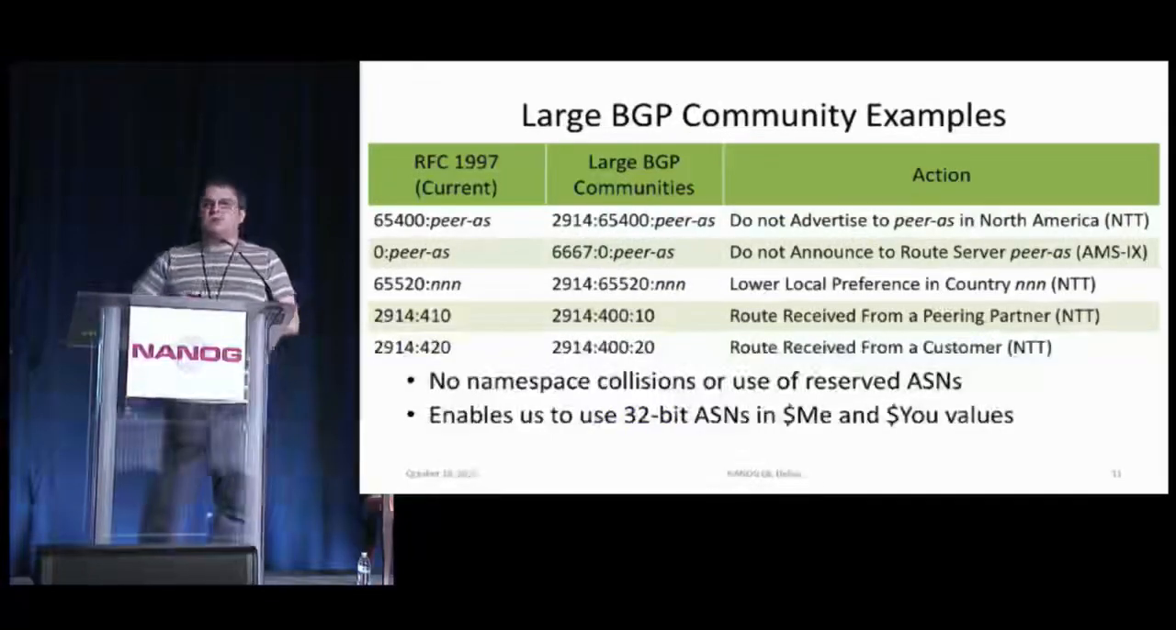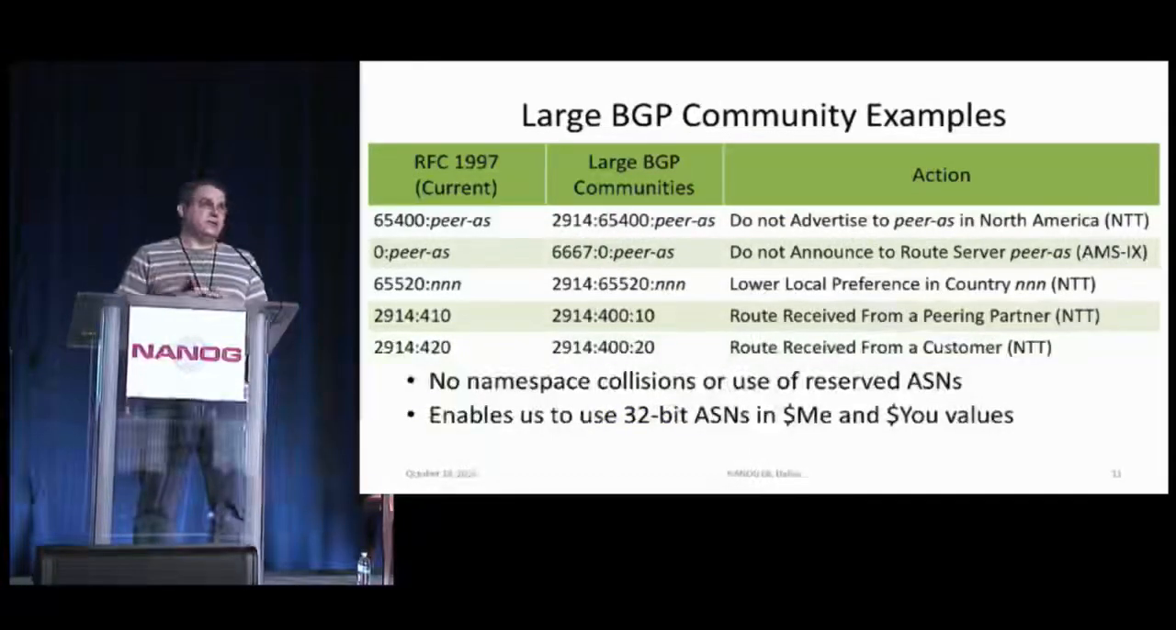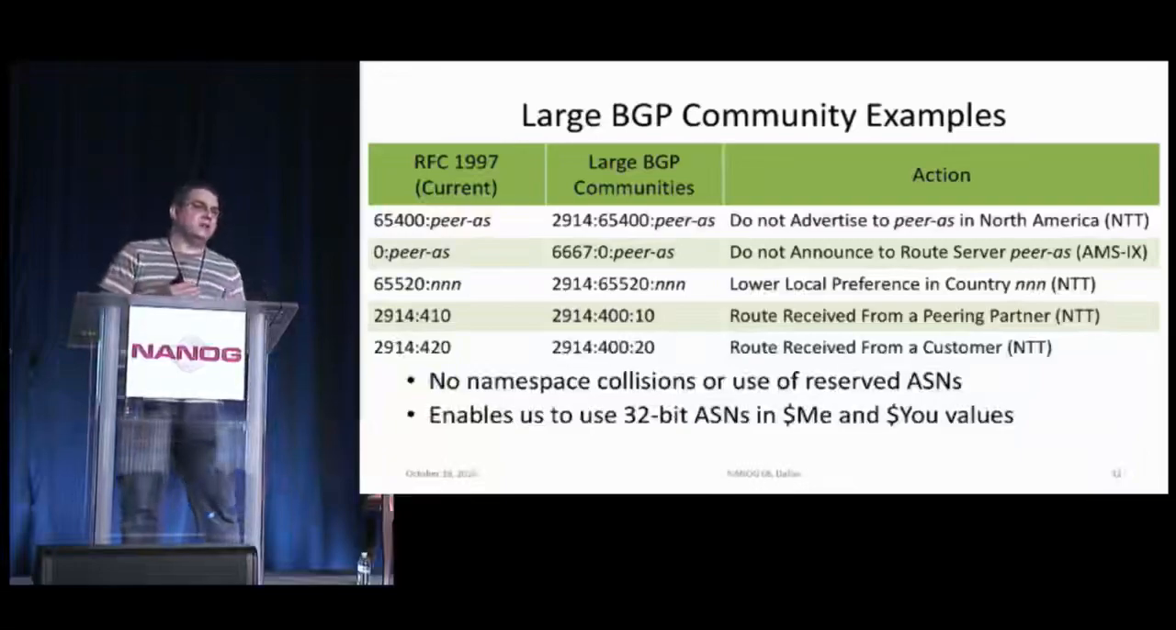Here are a couple examples, and some of these you can argue, well, you can do that today, and that's true, but the fundamental point here is that there's no namespace collision or use of reserved numbers in these communities, and all of them allow us to use a 32-bit ASN in the me or you values. So for example, you couldn't do this today with 1997 communities. If you look at the first example, do not advertise to peers in North America. This is an example from NTT.